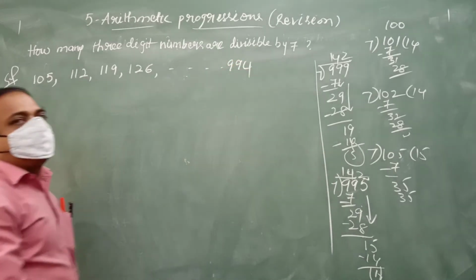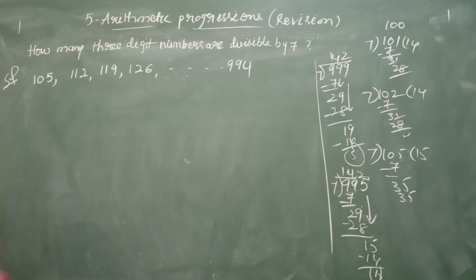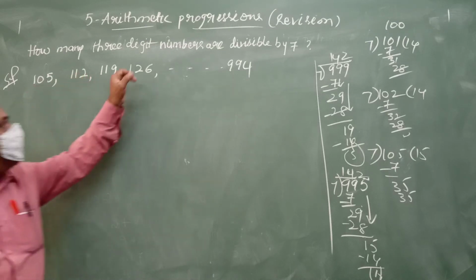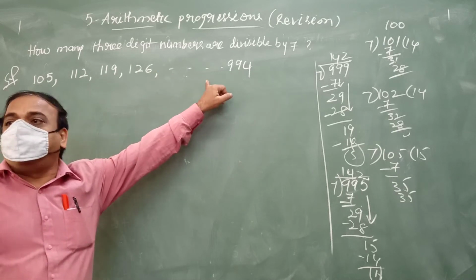These are the numbers which are divisible by 7. But how many? From here 105, 112, 119, 126 and so on. We have so many numbers.